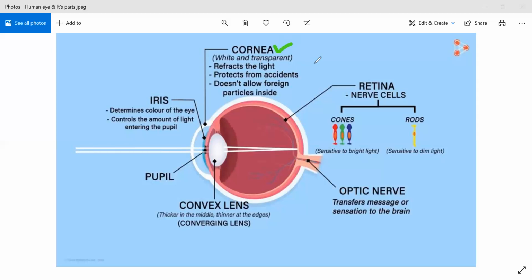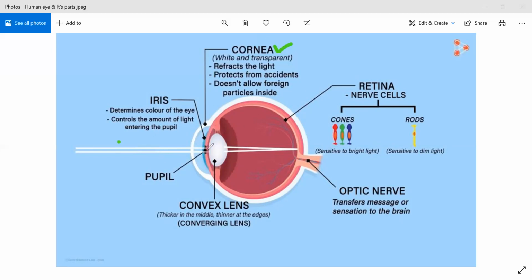Now, what is the function of the cornea? The first function: most of the light coming from the outer world is refracted through the cornea. Or I can say that the cornea allows the refraction of light from the outer world, right?